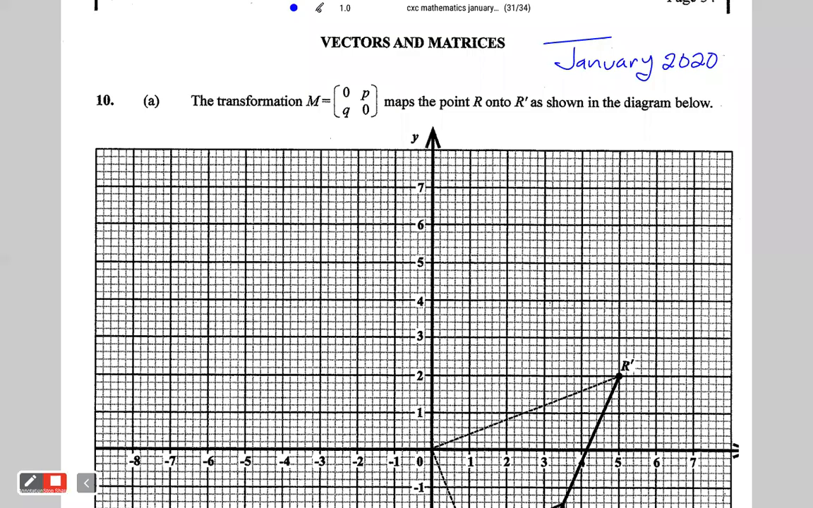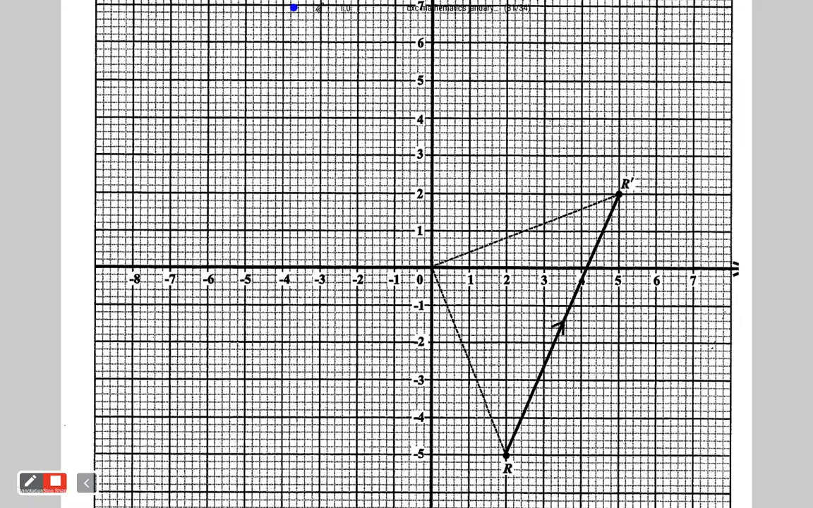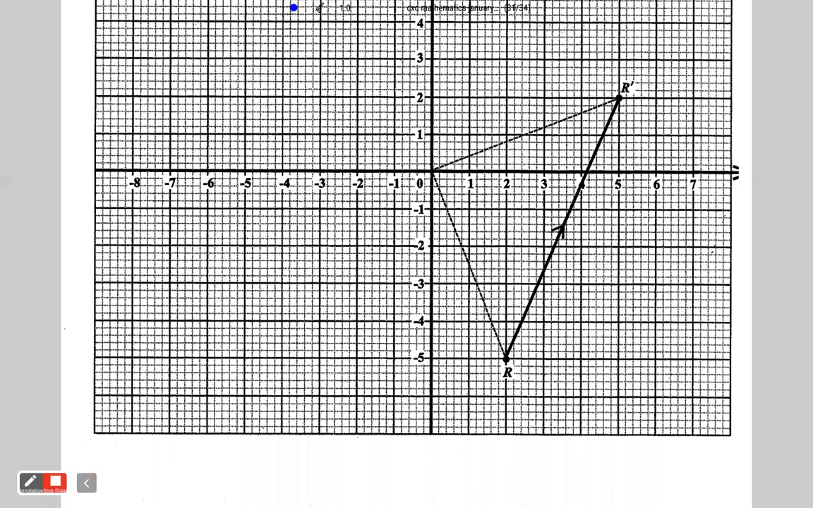All right, so this is January 2020, question number 10. A says the transformation M, which is the matrix (0 p; q 0), maps the point R onto R prime as shown in the diagram below. We have the points R and R prime. What I would recommend here is that you simply note the coordinates of R. R is the point (2, -5), and R prime is the point (5, 2). That's all we need from this page.